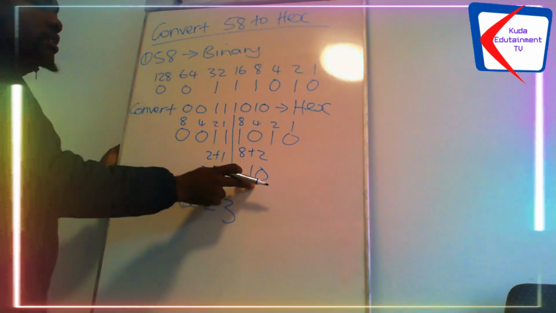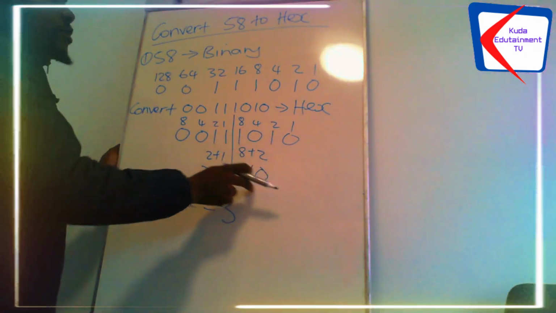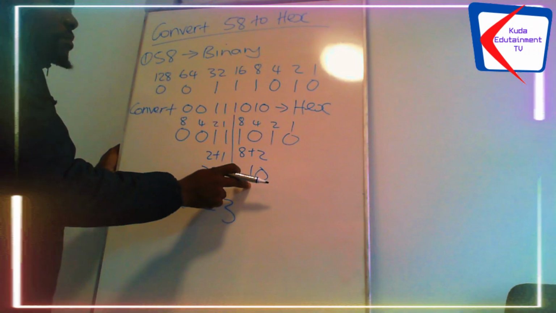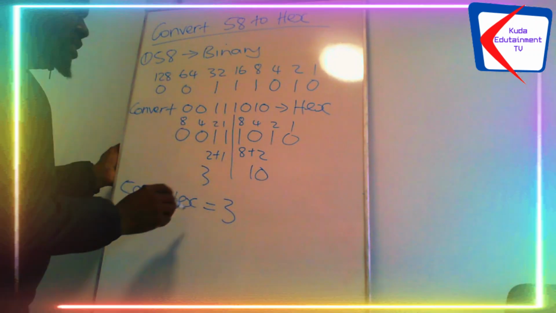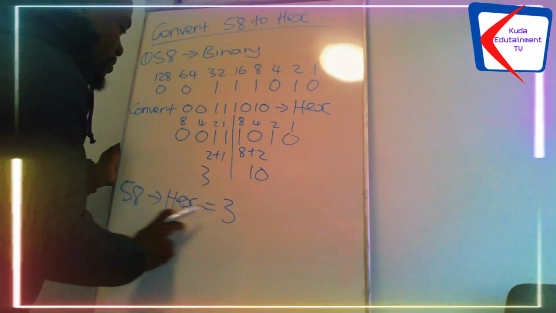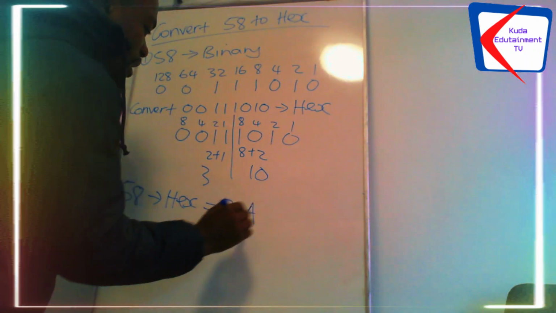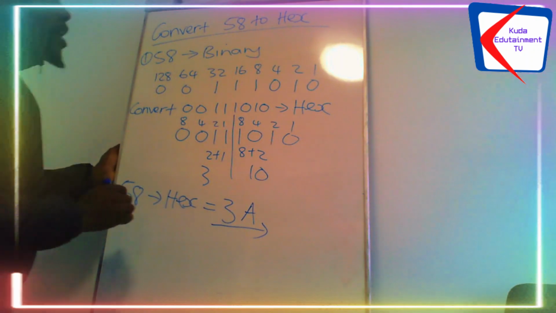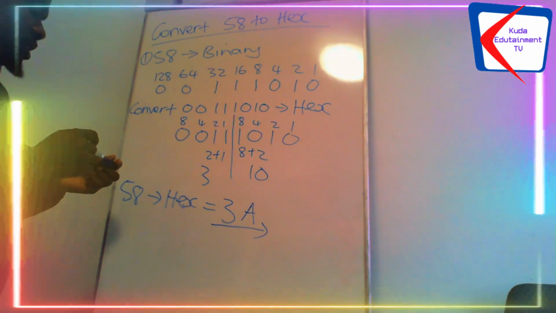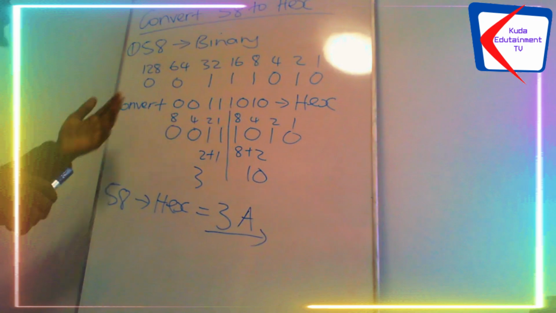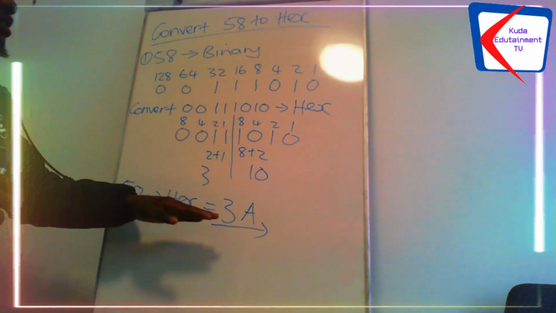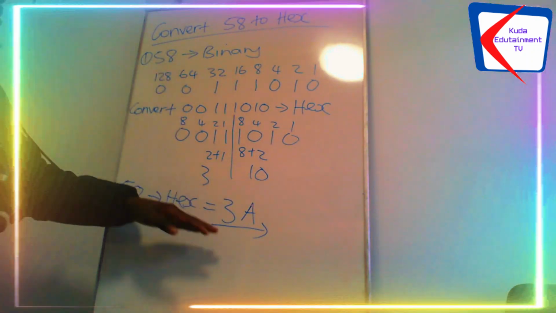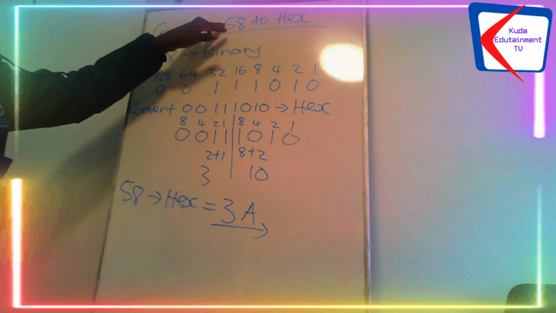So 58 to hexadecimal would be equal to 3 and, remember, we said we don't need 2 characters to represent a digit in hexadecimal. So 10 will be replaced by A according to the table that I gave you. So it will be 3A, like this. That will be our answer, 58 to hexadecimal. So this is how we convert from decimal ordinary to hexadecimal.